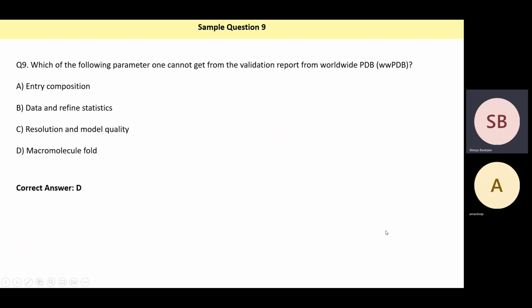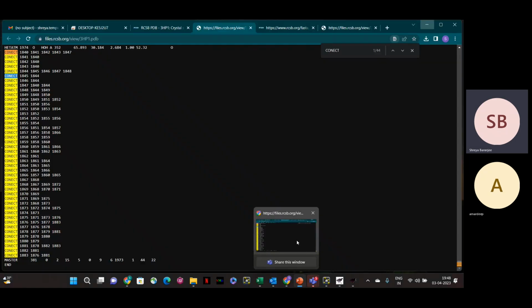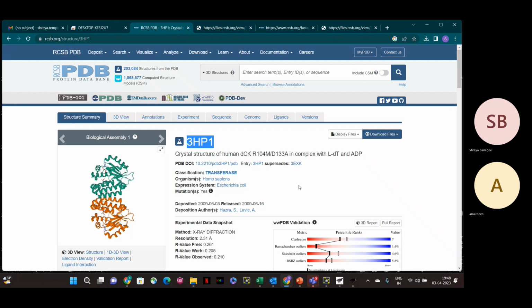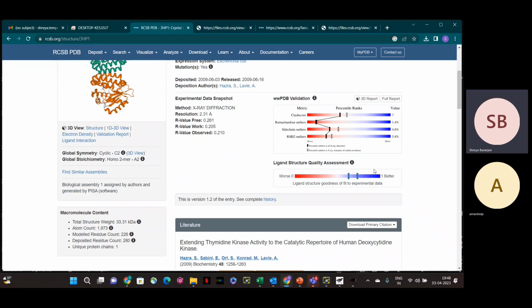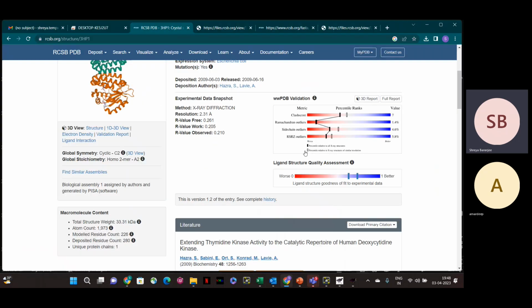So the correct answer is D, macromolecule fold. If we go to the validation report of the PDB, this is the validation report. You can see the entry composition.